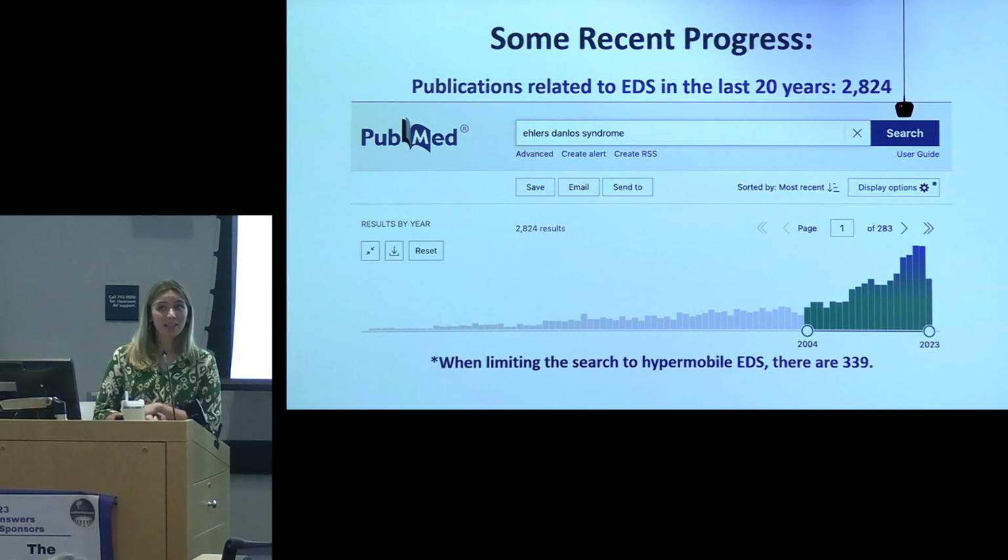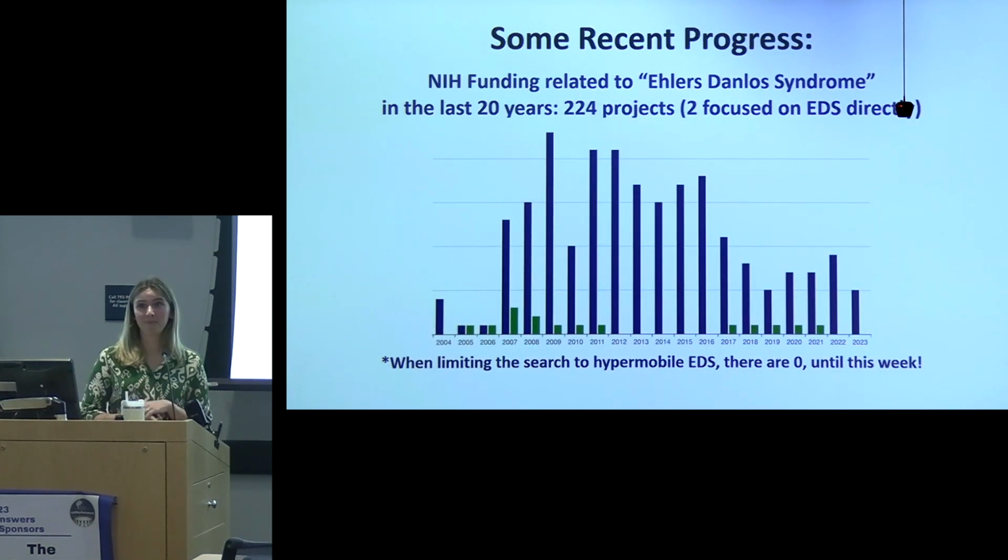And when you look in the last 20 years of publications, we see 2,800 papers. And when limiting it just to HEDS, we see 339. So that trend is improving. I mean, you can see it just from the picture here. It's getting better, but we're not quite where we need to be. And with NIH funding, in the last 20 years, we've seen 2 projects that are actually focused directly on EDS. These are focused on vascular EDS, but still EDS. And when you look at hypermobile, there aren't any. But I did just get a score on my fellowship grant, which is focused on hypermobile EDS. It was a very good score that should get funded. So there will be a grant on HEDS.